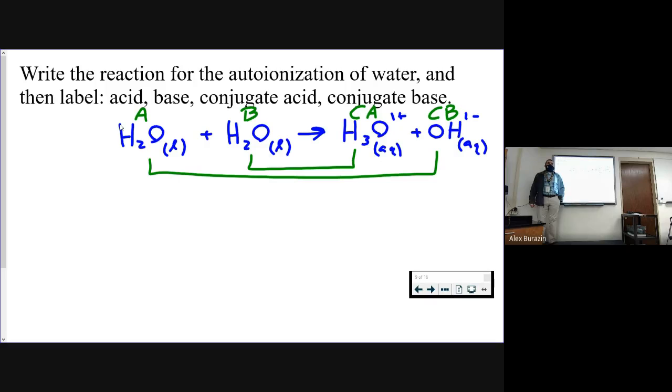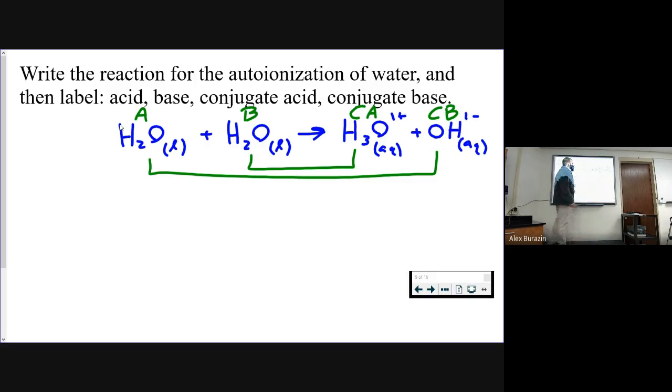So, a couple other things that I want to point out. That looks very familiar, right? That's hydroxide. That's like the definition of what a base is, right? Things that produce hydroxide when they're in water are bases. Have you seen this before? H3O1 plus. Maybe you have, maybe you haven't.